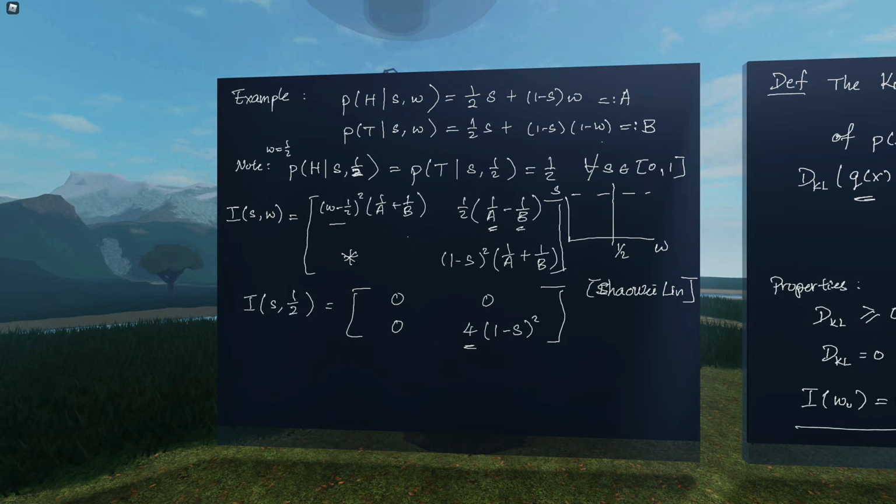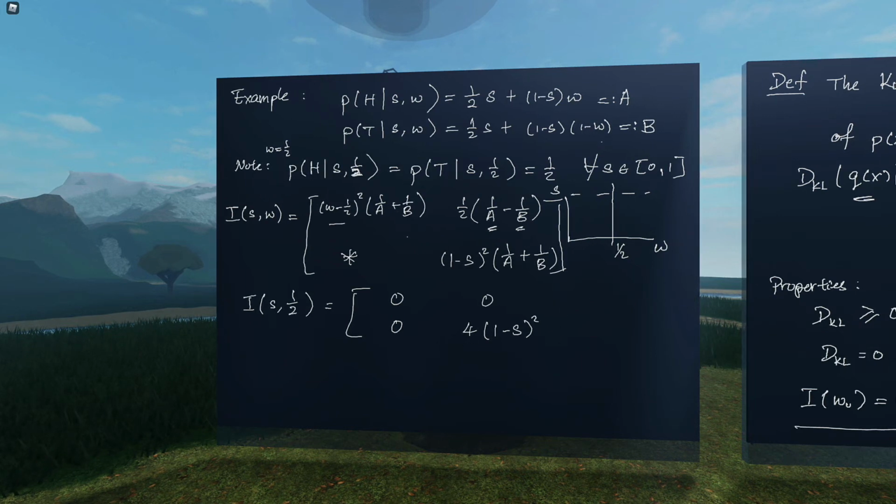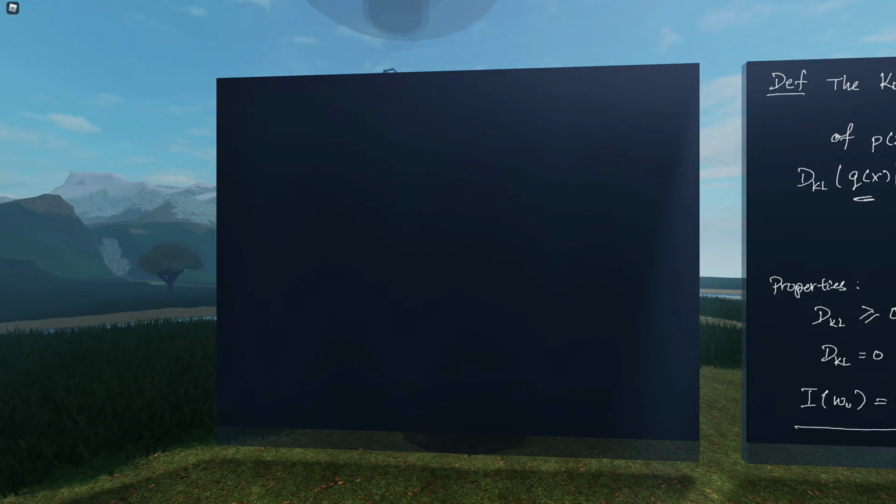This brings us to the first Markov Chain Monte Carlo algorithm, the Metropolis Hastings algorithm.